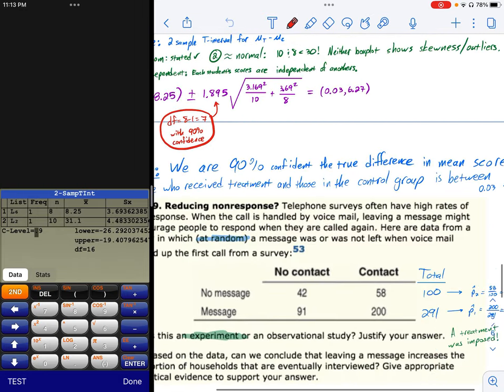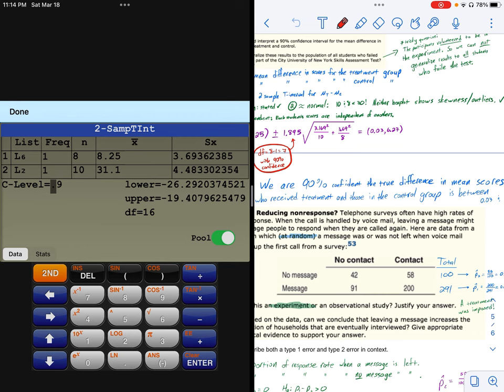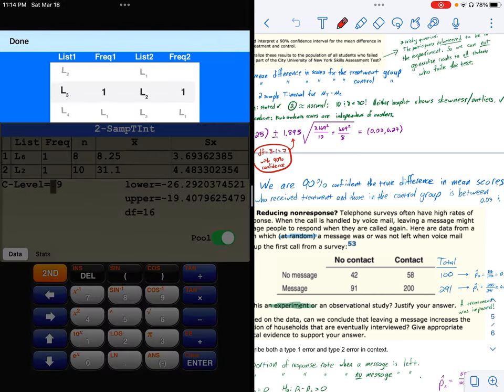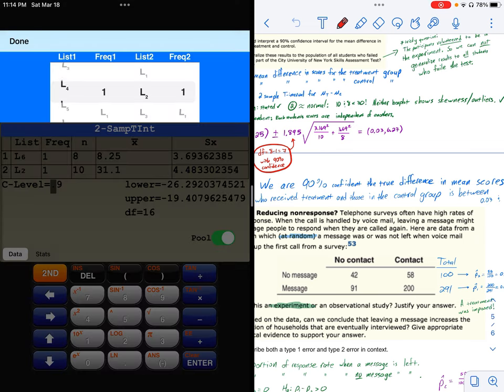Oop, I went on to the next question, didn't I? Well, that doesn't look correct. What am I doing wrong? Oh, I see it. I didn't have the right list. List 3. I guess I changed the wrong one. List 6. Nope, okay. I'm fat fingering it.